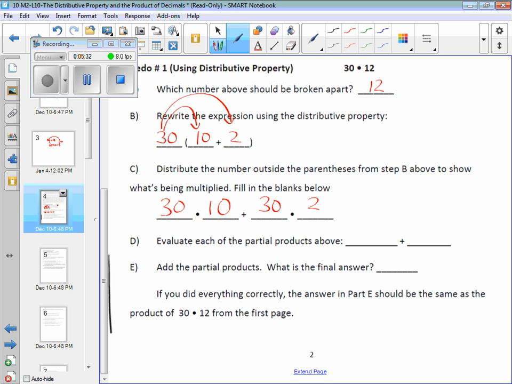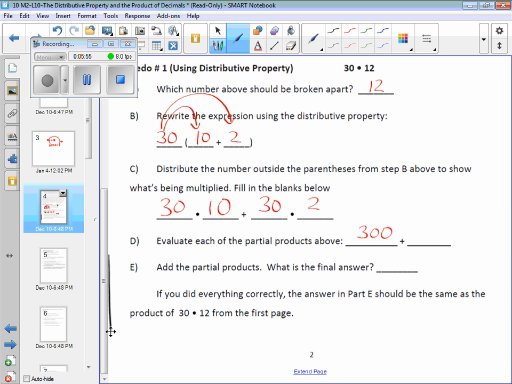Now we're going to evaluate what's called each partial product. We have two products, a 30 times 10 and a 30 times 2. Aiden, what's 30 times 10? Yes, good job, 300. And you can use the 0 trick too.